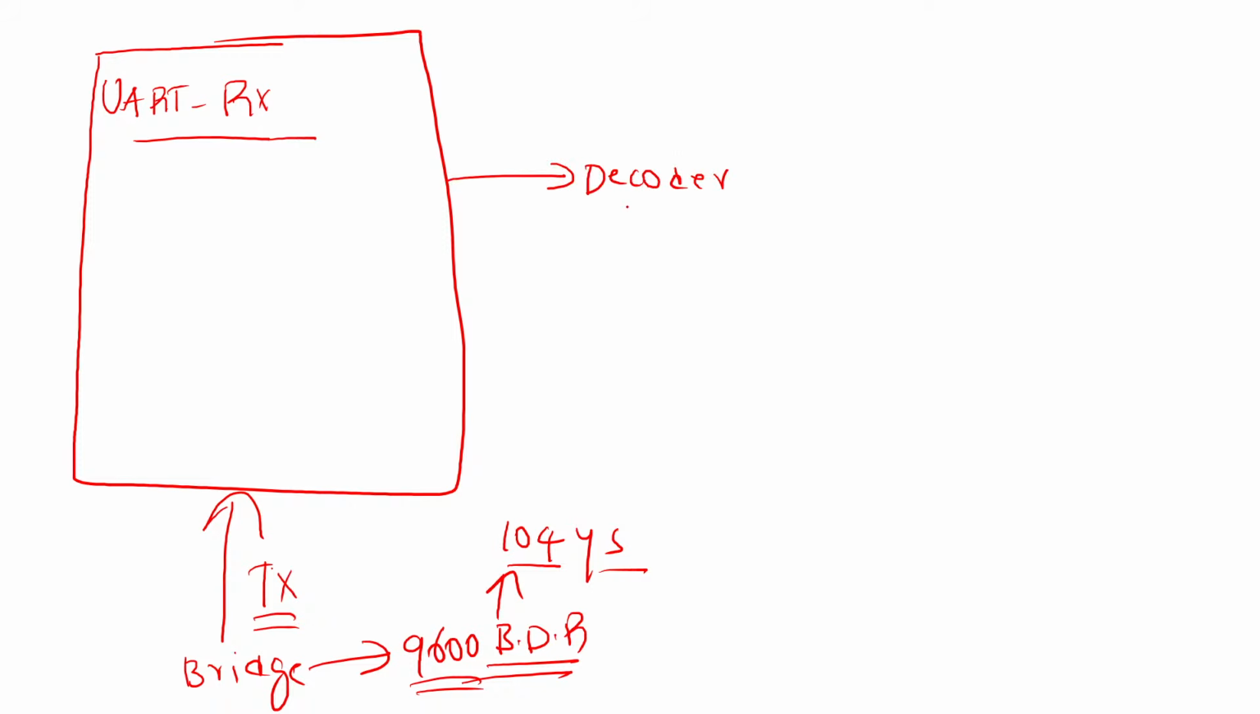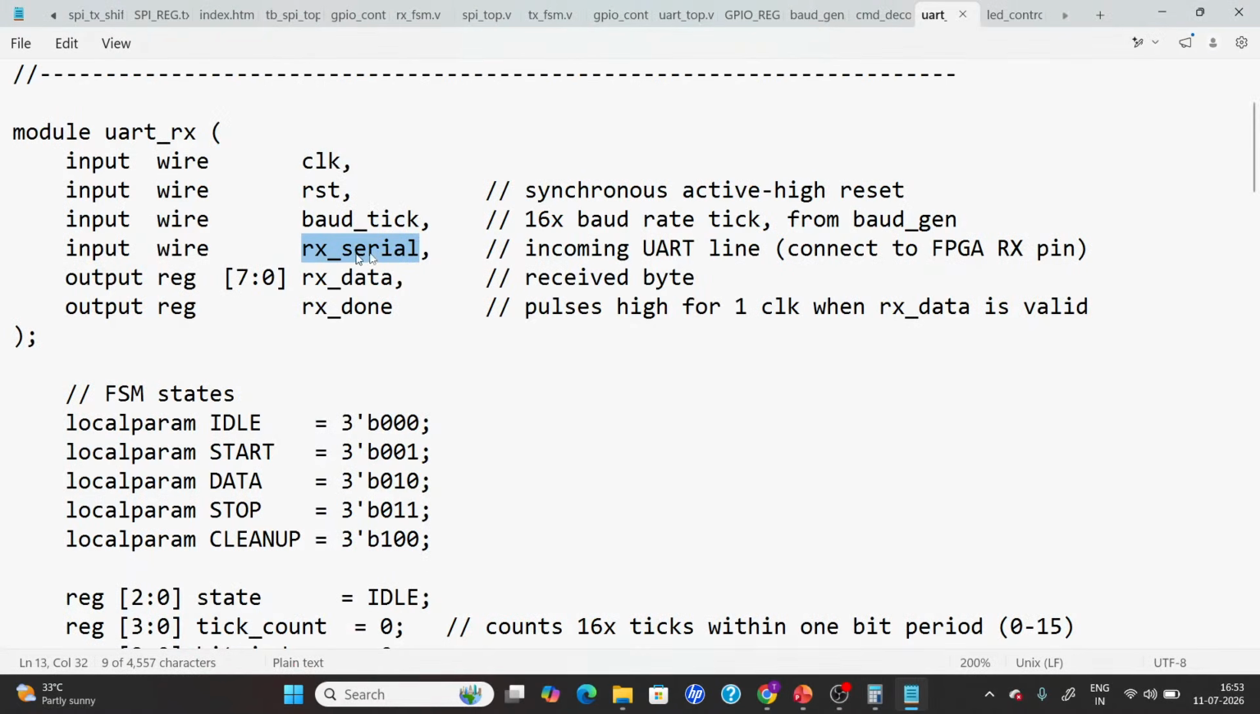For the decoder, I'm not going to give the serial data. I'm going to convert it into parallel data, which is of 8 bits, and this parallel data will be given to my decoder. How to convert it into parallel, we will also see. Next is Rx_done, which means I have completed the entire serial to parallel conversion.